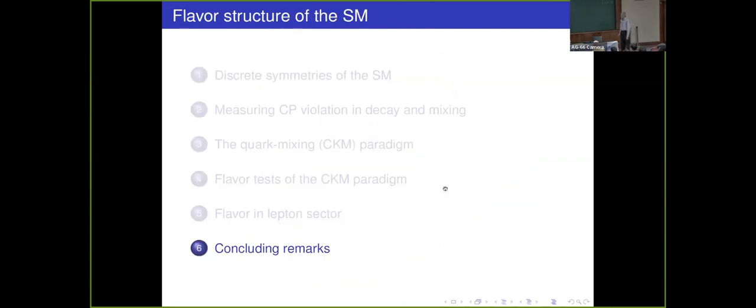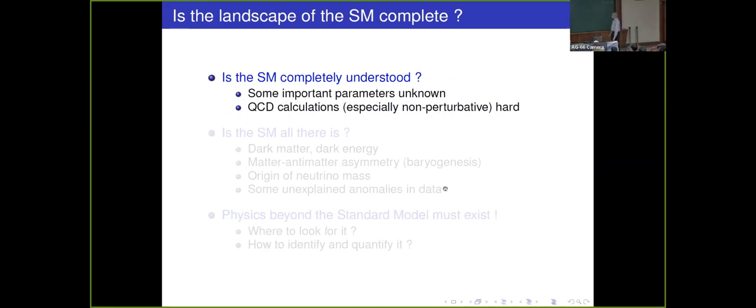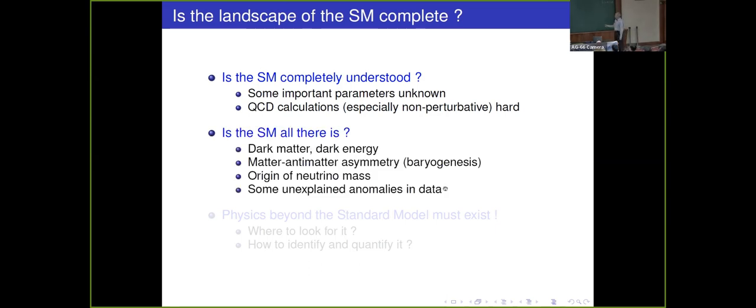Okay. So my concluding remarks, because we talked about the landscape of the standard model. 3 days are grossly insufficient to be able to cover this. The question is, of course, is the landscape complete? Of course, there are some important parameters that are still unknown. We need to measure them correctly, especially in the leptonic sector. Although we know how QCD functions, QCD calculations are very hard, and therefore making predictions is difficult, especially predictions that involve non-perturbative quantities.